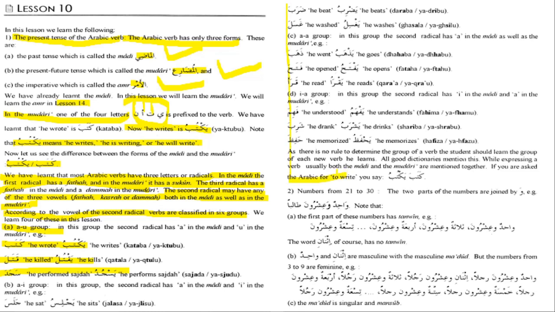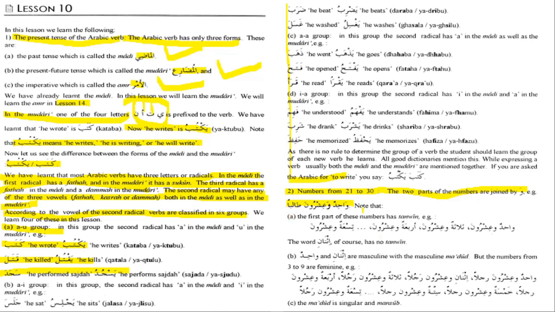The second thing we'll learn in this lesson, number 10, is numbers from 21 to 30. The two parts of the numbers are joined by a waw, for example wahidun wa ishrun taliban. Wahidun means 1, and ishruna is 20, that's 21 students.